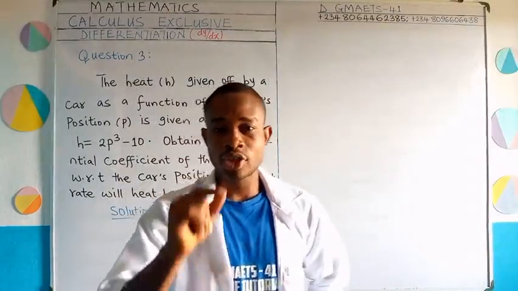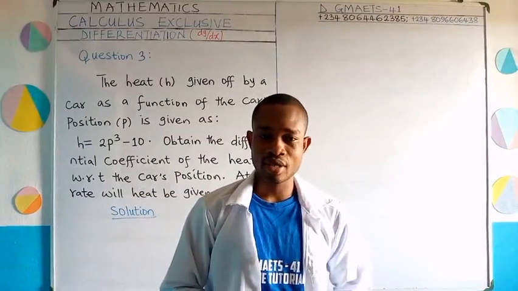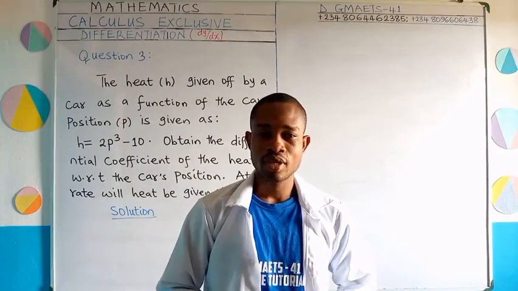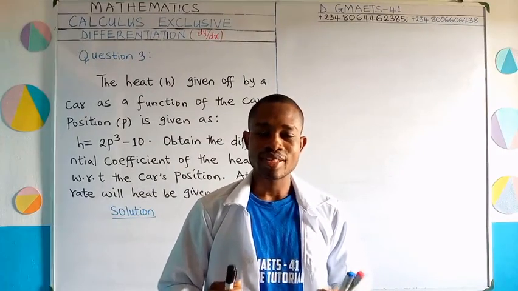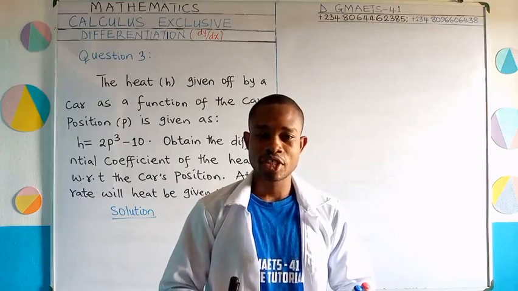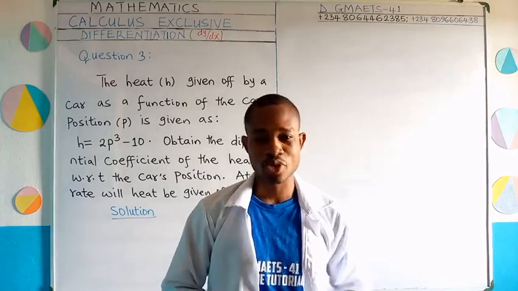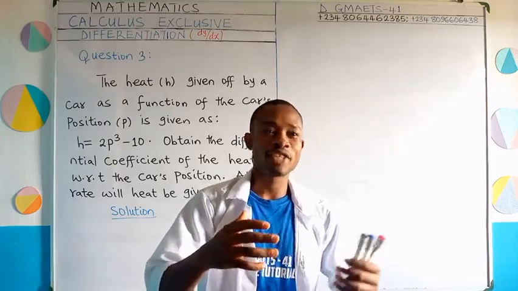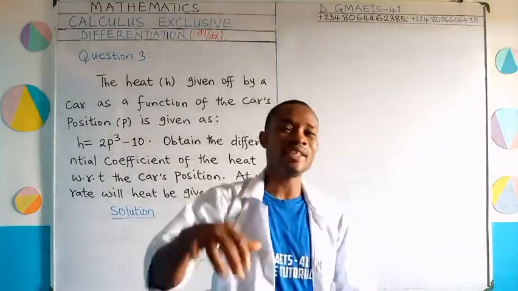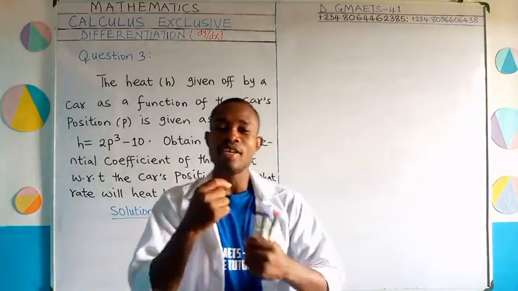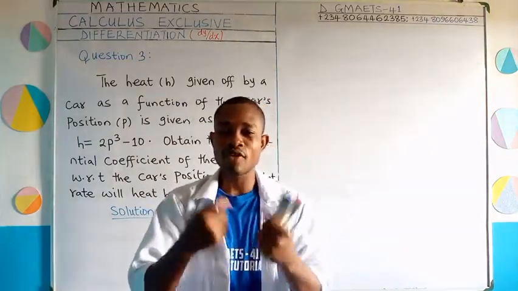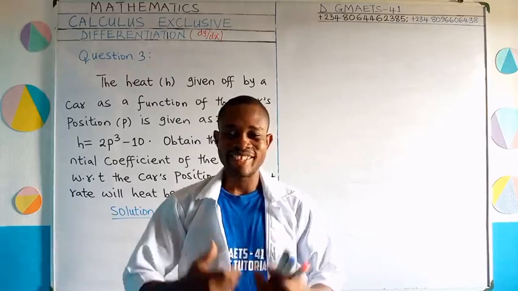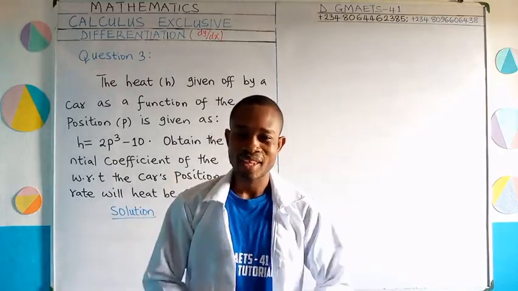We are moving on to question number 3. Let's see how we can handle this problem. It's about the heat that a car gives off, which is a function of the car's position. Generally, we know if you have a car parked at a particular place, depending on the temperature of that place, the car would usually give off heat. You know that. The car will heat up.